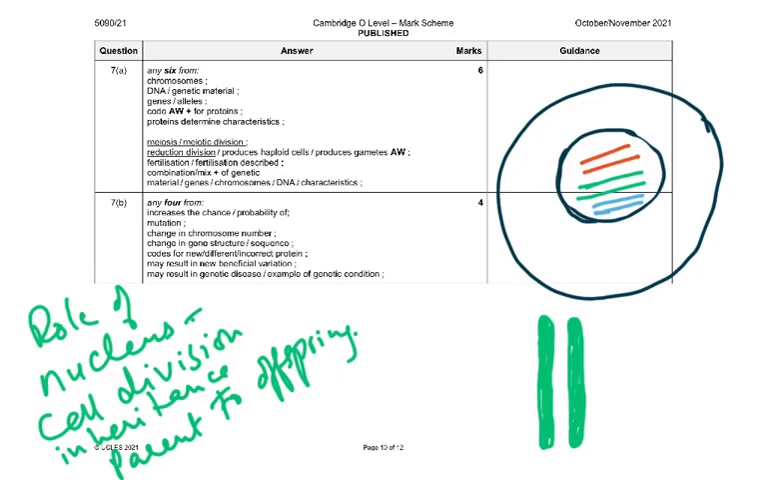Now, question 7 was the role of the nucleus and cell division in the inheritance of characteristics from parent to offspring. So you had to correlate all this. It wasn't just normal cell division, which is mitosis. If they'd asked you what is the role of cell division in growth, then you would talk of mitosis. But here you're going to talk of meiosis.